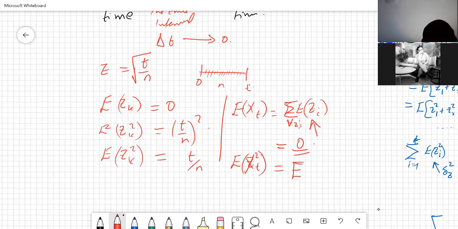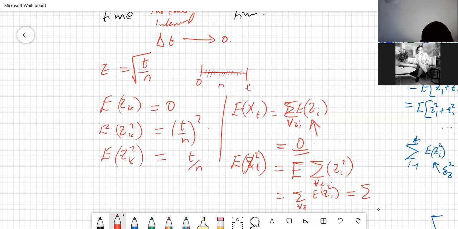The expected value of the summation of zi squared for all these is the same as the summation of the expected value of zi squared, which is the same as the summation of t over n. Remember, our z now is our z squared now. The summation expression is t over n. So our xt squared becomes t over n summation.